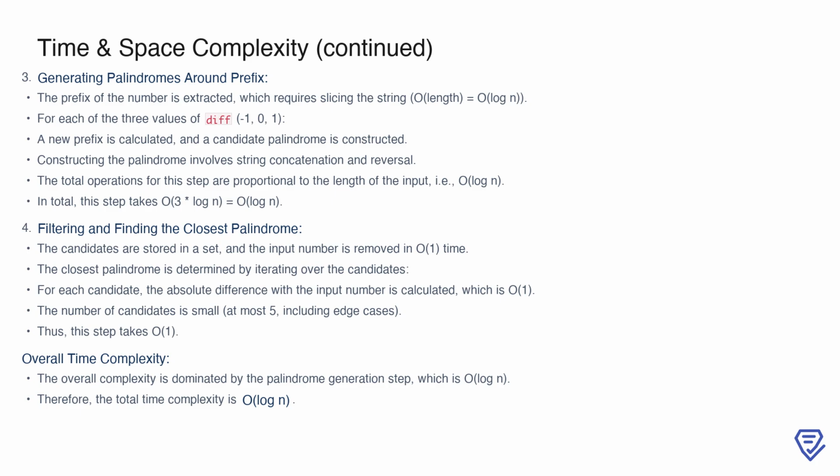Finally, we filter and find the closest palindrome by storing all candidates in a set and removing the input number. Determining the closest palindrome involves iterating over at most 5 candidates, comparing their differences with the input. Since this involves a constant number of comparisons and calculations, this step takes O(1). Overall, the time complexity of the solution is dominated by the palindrome generation step, which is O(log n).